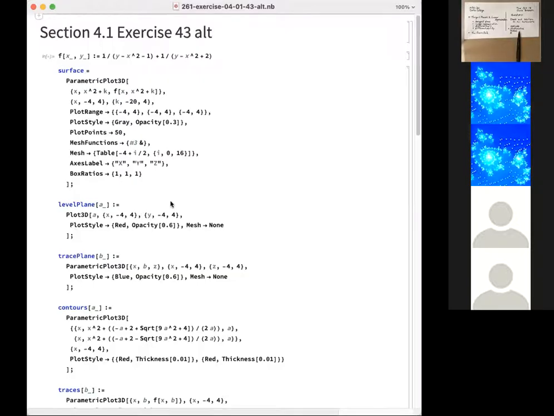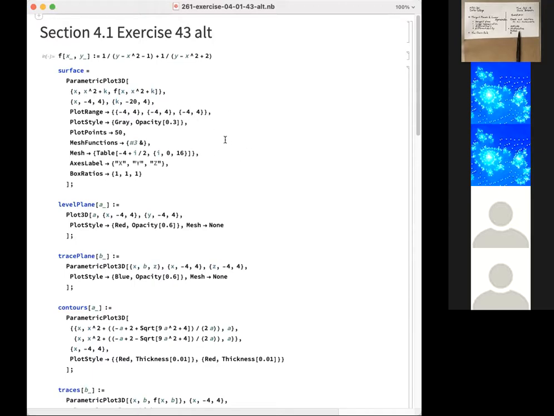Let me bring up Mathematica. So, I don't know if I can blow this up right now. I don't know if blowing it up is what I want to do. I want you possibly to read this. And you can read it in the solution. And if I put the notebook up there, you can execute it and play with it yourself.